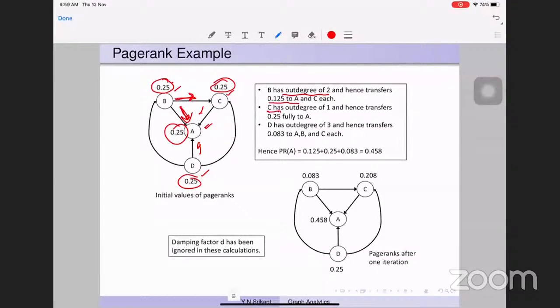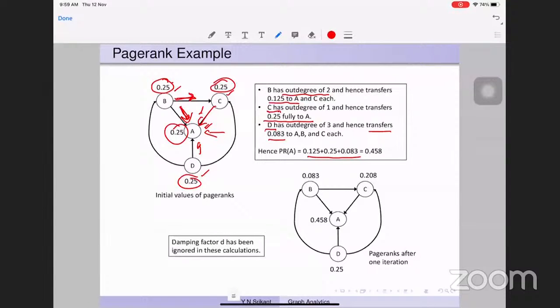What about C? C has only out degree of 1. So the only way of getting out of C is to jump to A. And therefore, the whole of 0.25 is transferred to A. D has an out degree of 3. So only 1/3 of the time we go to A. So the transfer is 0.083 to A, B, and C each, 0.25 by 3. And the page rank of A is the sum of these 3.